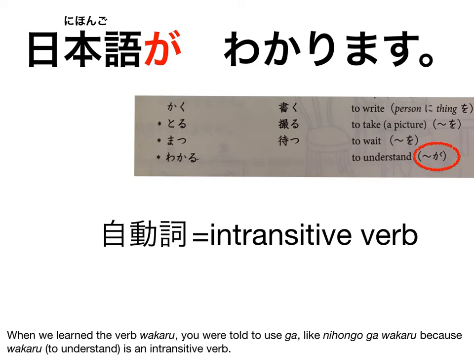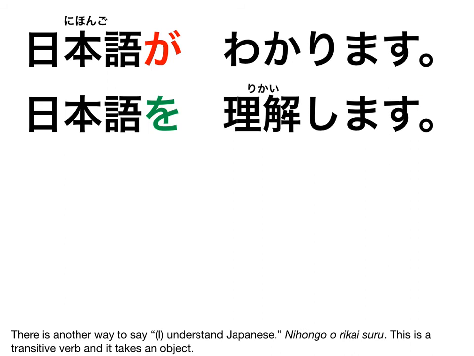When we learn a verb wakaru, to understand, we are told to use ga, like Nihongo ga wakaru, because wakaru is an intransitive verb. There's another way to say I understand Japanese, Nihongo o rikai suru. This is a transitive verb and it takes an object.